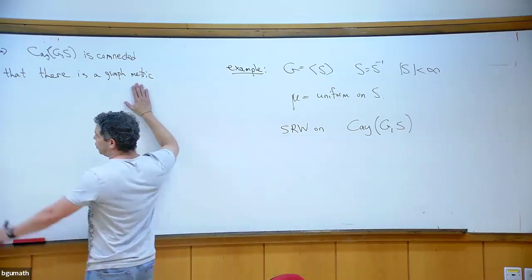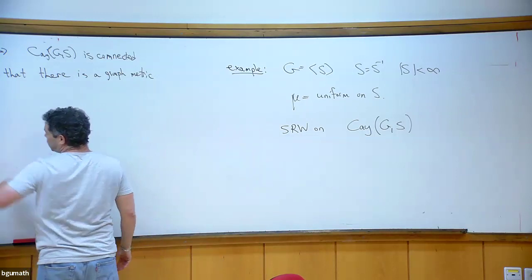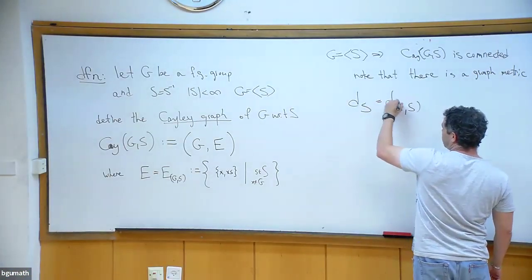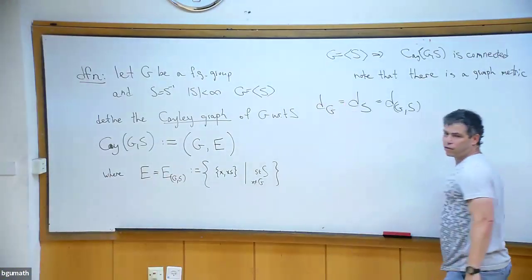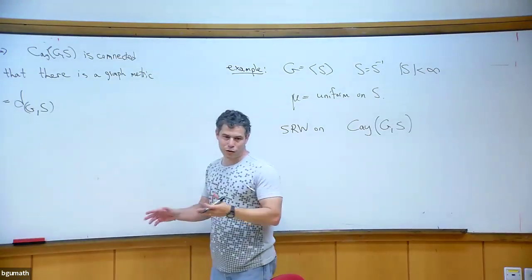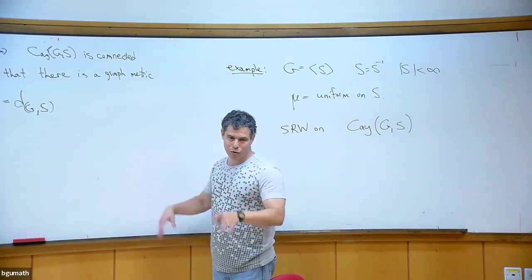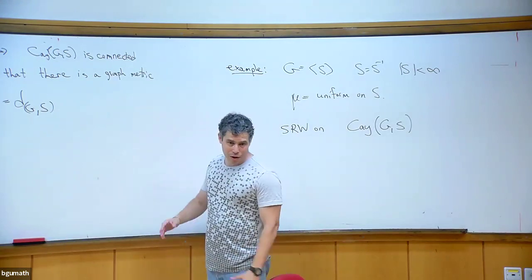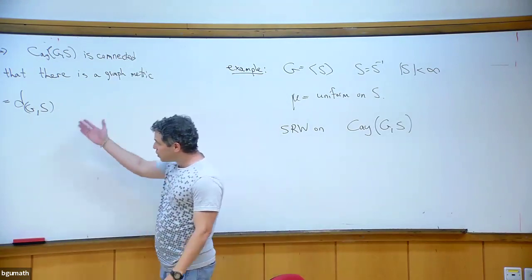d_S. You can write d_S, or sometimes we can write it d_G^S. Sometimes just write d_G, depending on what we want to stress. If we have different groups, different generators on the same group, or maybe different groups with different generators. And sometimes we just write d. Okay. But also, so this is just the distance, the graph distance.